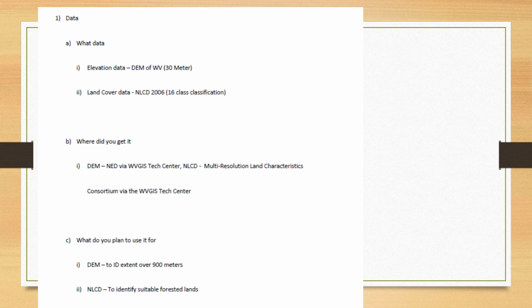Next bullet, the next point is C. What do you plan to use it for? And then I just basically lay out in the simplest terms the digital elevation model to identify extents over 900 meters. In other words, to find every place that's above 900 meters in elevation. And the NLCD to identify suitable forested lands. Not just forested, but forested to meet my criteria for my model.